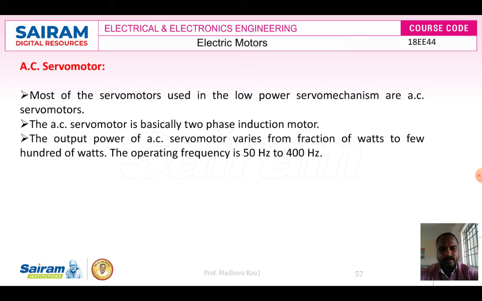So, that is 0.5 watts to 100 watts. So, from a fraction of watts to a few hundred watts it will vary. The capacity of a servo motor varies from a few watts to hundreds of watts. The operating frequency of the servo motor is 50 Hz to 400 Hz.